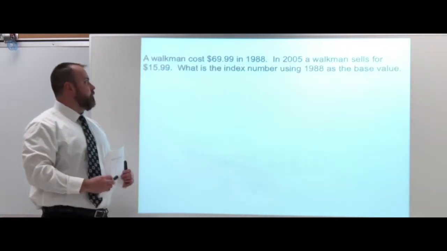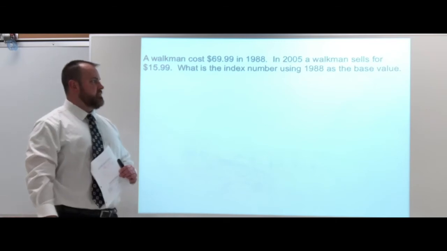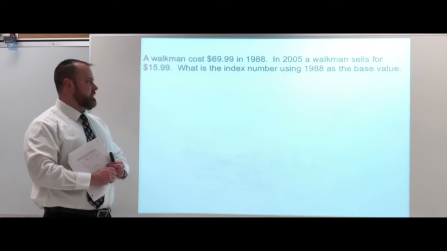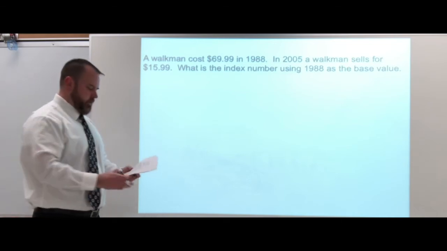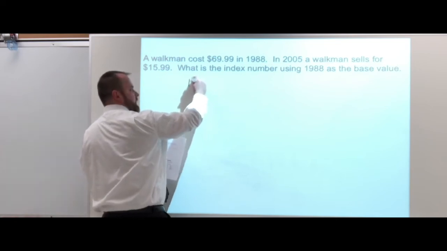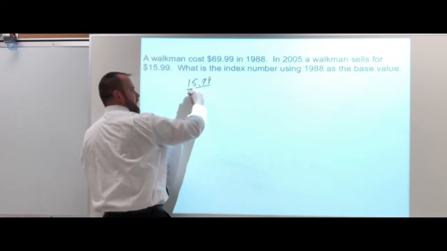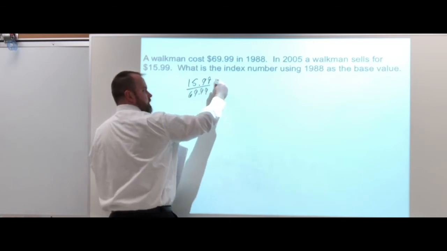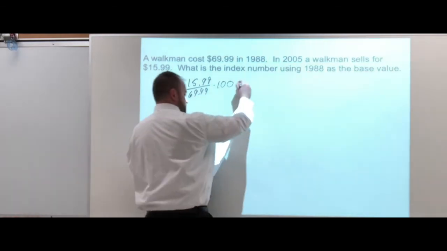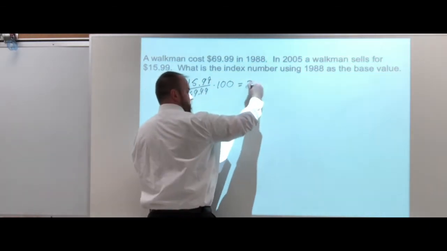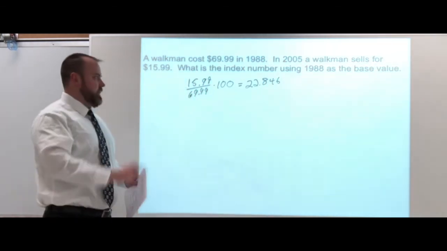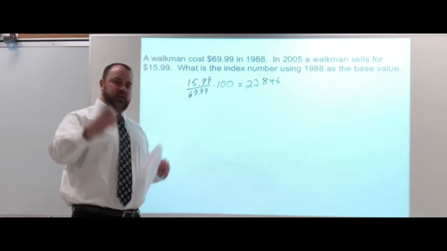Looking at this example, a Walkman cost $69.99 in 1988. In 2005, a Walkman sells for $15.99. Find that index number. We have $15.99 divided by $69.99 times 100. So now we're going to have an index number that's less than 100. Our index number is 22.846.